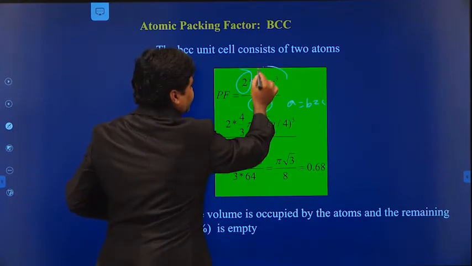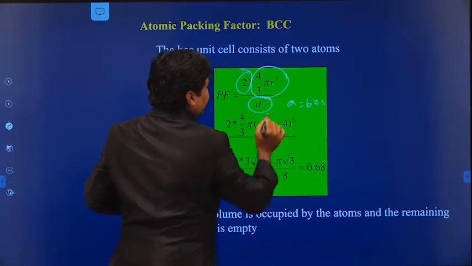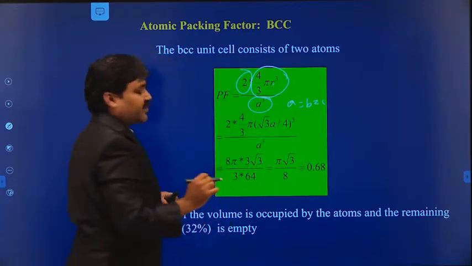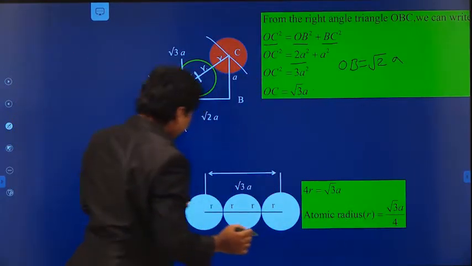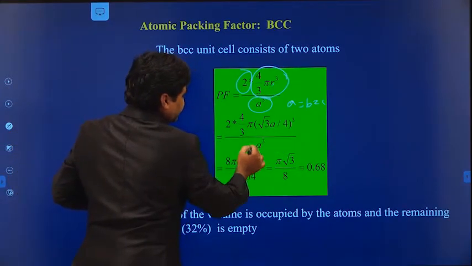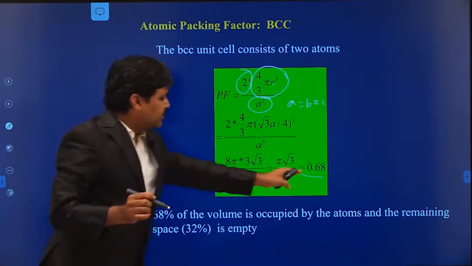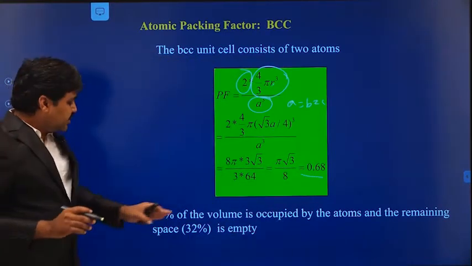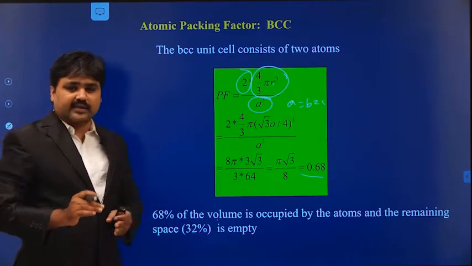Because we are considering it as a sphere, the radius of this sphere is equal to R, so its volume will be 4/3 pi R cube. Here we calculate this radius value, that is equal to square root of 3A divided by 4, and we substitute this R value here, and we simplify this, we can get this value. That is equal to 0.68. That means 68% of the volume is occupied by the atoms, only the remaining 32% is vacant.